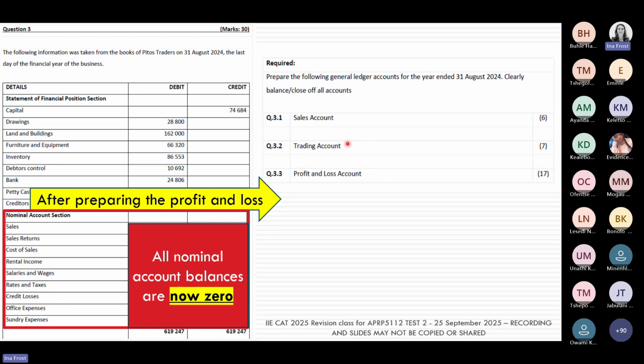Remember, against the trading account is your sales, returns and cost of sales, and against the profit and loss account is your other income and other expenses.